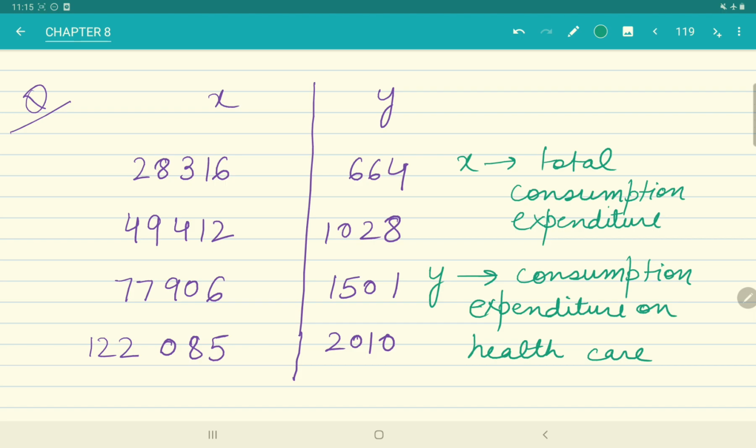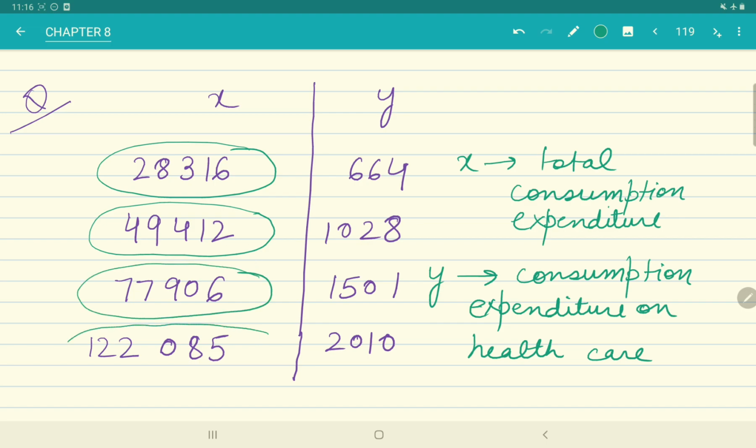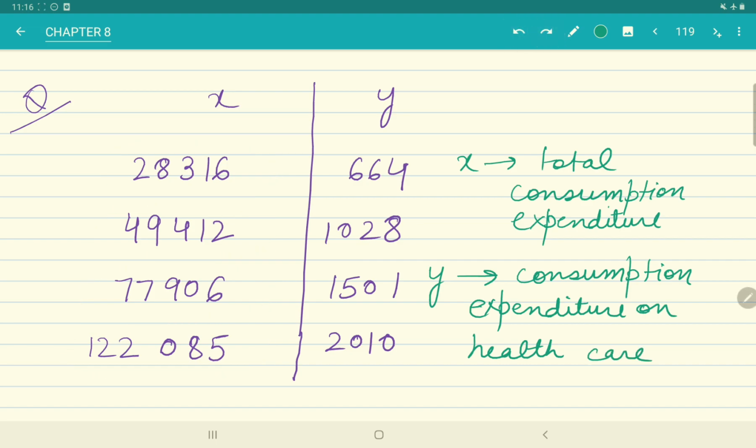Now, if this is the case, let's say we have different consumption expenditure groups. So this is one consumption expenditure group, this is another, this is another, and this is another consumption expenditure group. So we have 4 different consumption expenditure groups, and corresponding to these we have the expenditure on healthcare. So this is the table wherein we have the relation between x and y, both are positive variables.